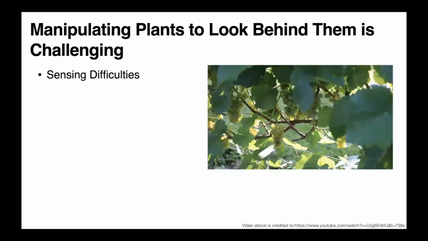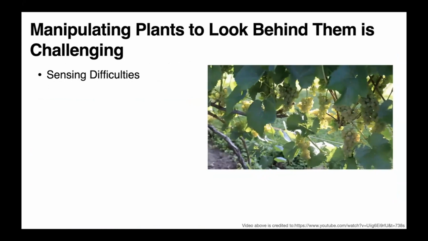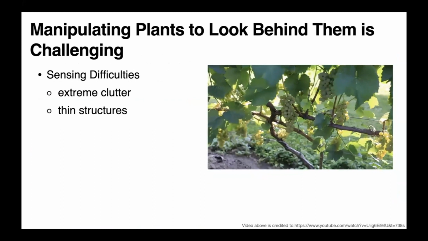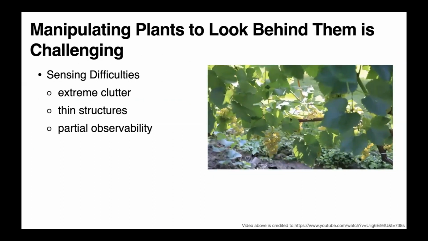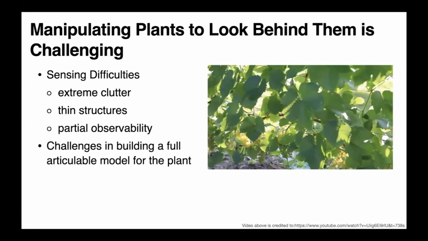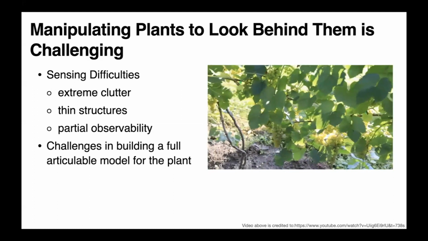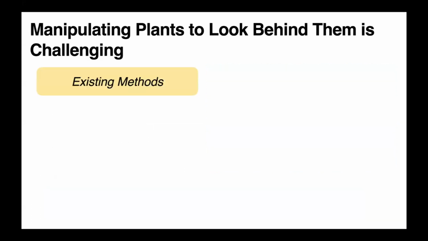And this is quite challenging because sensing is difficult. You are not seeing the full object, you're only seeing a part of an object. There's extreme clutter, and there are thin structures like vines and branches and so forth. There's partial observability, right? So for any kind of model building you would want to do, say model-based RL, you need to build a model. And if you have partial observability, that is difficult, right? So it's an interesting problem. And what we are doing is some data-driven learning methods to directly estimate what we want to estimate.